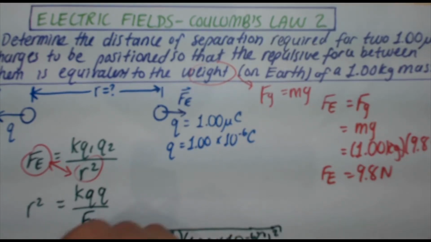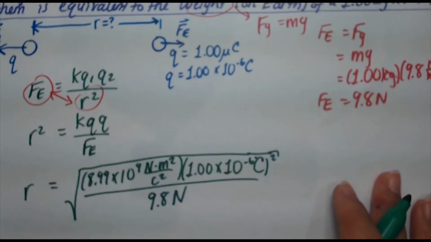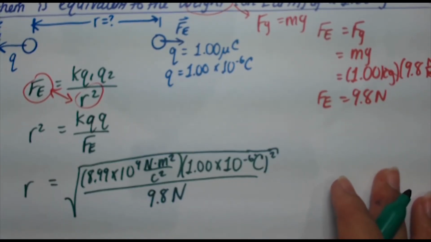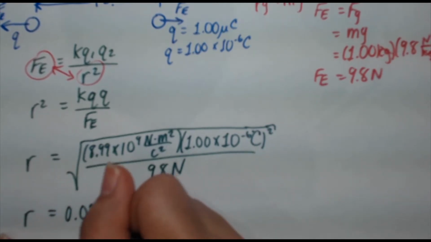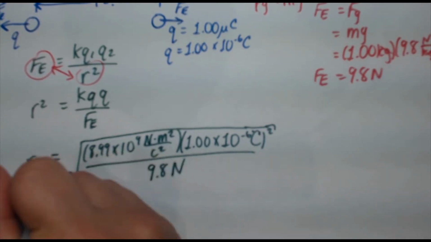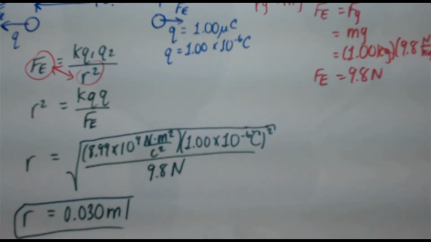Okay, so when you crunch that into your calculator, you should be getting an R value of 0.030 meters. So that is the distance between the two charges in order for the repulsive force to be equivalent to the weight on Earth of a 1 kilogram mass.